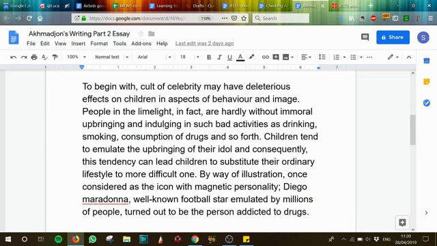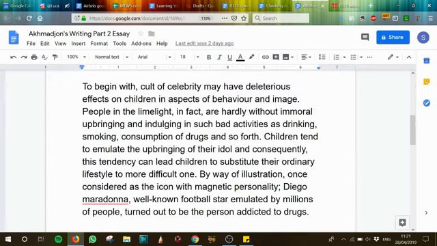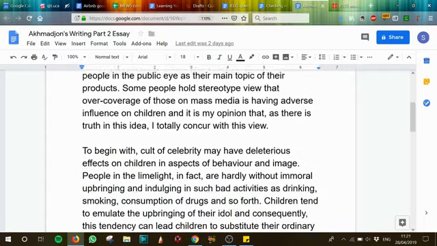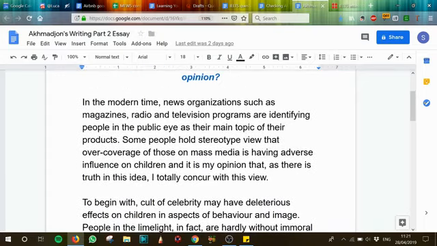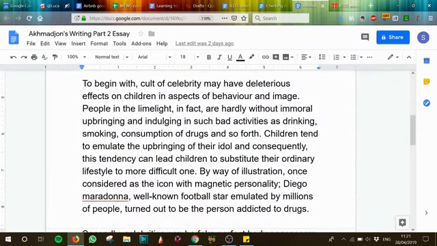And we need to think about how well Akhmajon explains these ideas. I want to know, are they helpful in answering the question? So do these paragraphs provide relevant information that helps me understand Akhmajon's opinion? And the answer is yes, mostly.